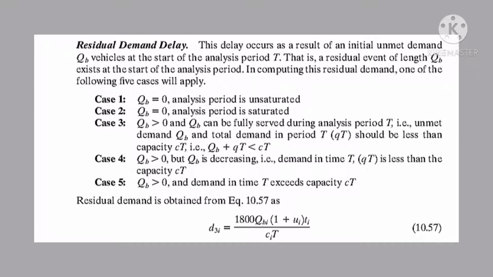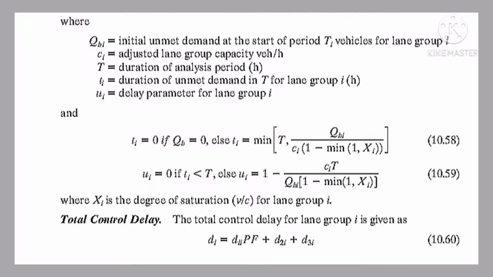Residual demand delay. This delay occurs as a result of an initial unmet demand Qb vehicles at the start of the analysis period T. Residual demand is obtained from equation 10.57 as D sub 3i equals 1800 Qbi times (1 plus ui) times ti over ci T. Qbi equals initial unmet demand at the start of period T for lane group i, in vehicles. Ci equals adjusted lane group capacity in veh/h. T is duration of analysis period in hours. Ti equals duration of unmet demand in T for lane group.